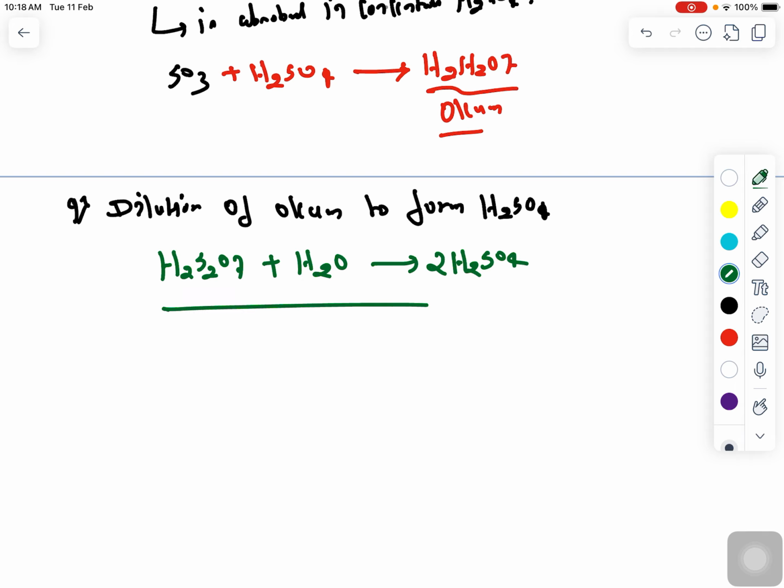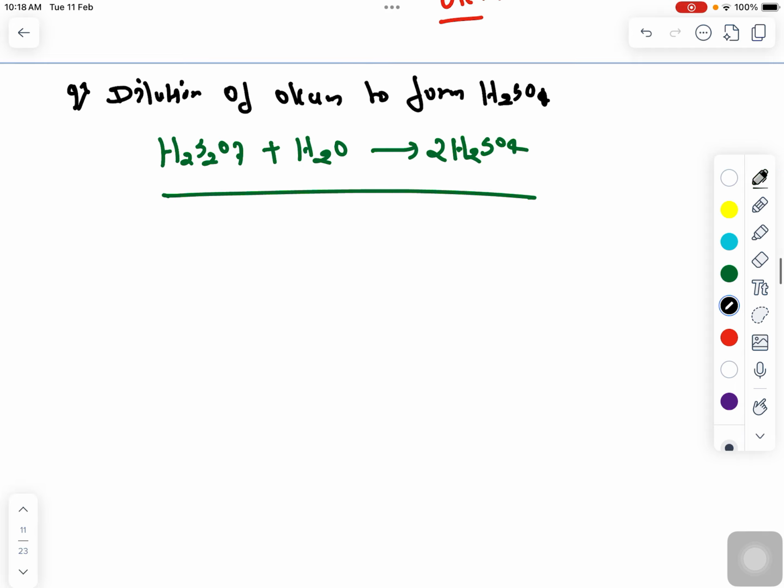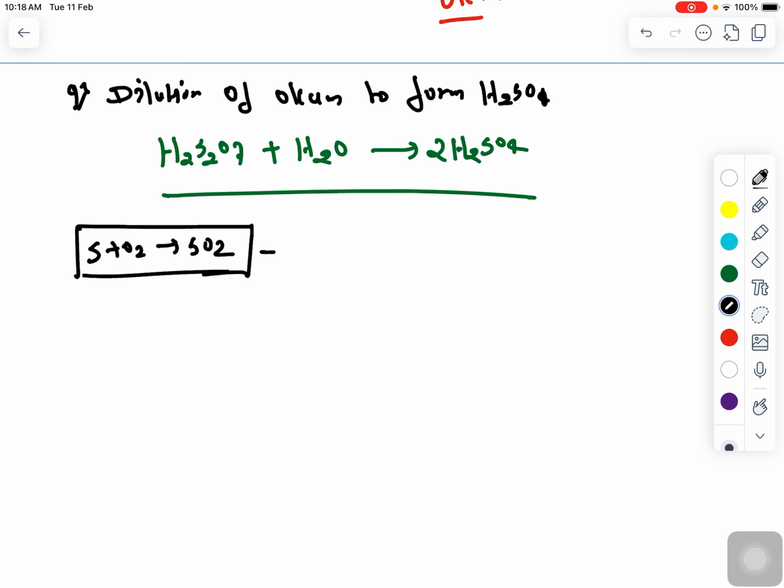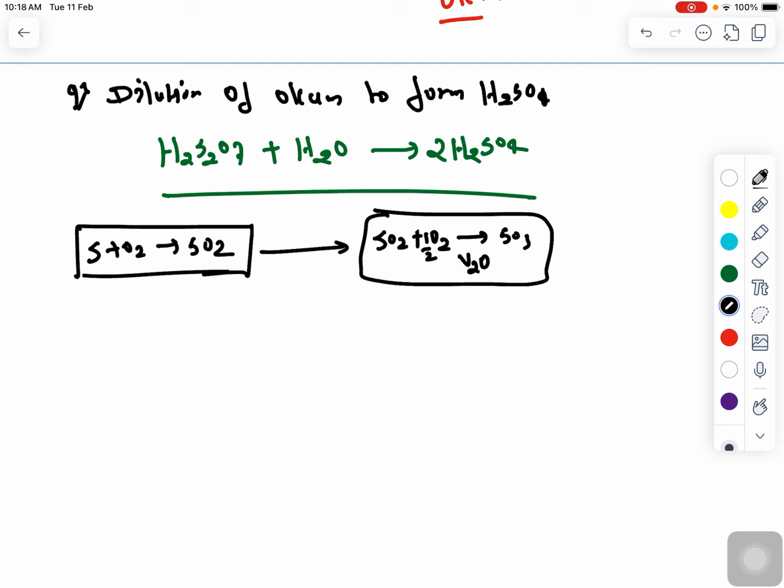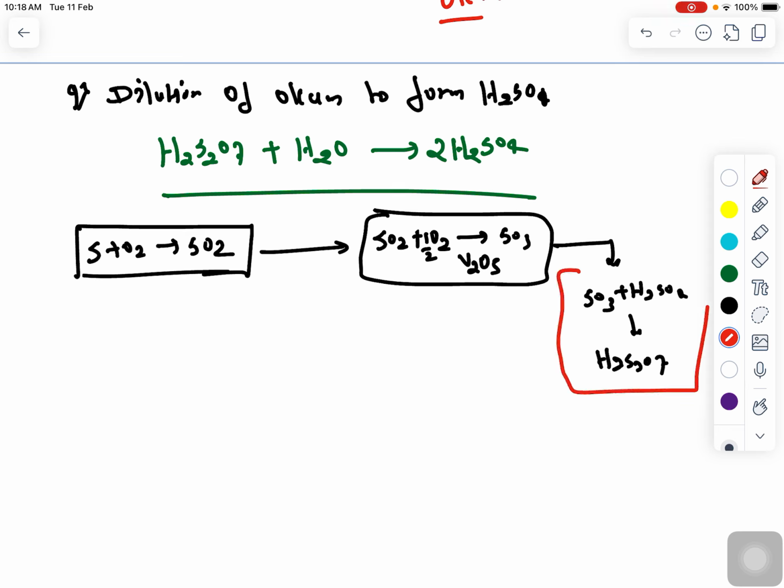H2SO4. So what we have seen here: in the first step, sulfur reacts with oxygen to form SO2. This reaction is exothermic. Then in the second step, SO2 reacts with O2 and forms SO3. You can balance the reaction, right? And the catalyst used here is V2O5. In the next step, SO3 is not absorbed in water, so it reacts with H2SO4 and forms H2S2O7, which is your oleum, right?